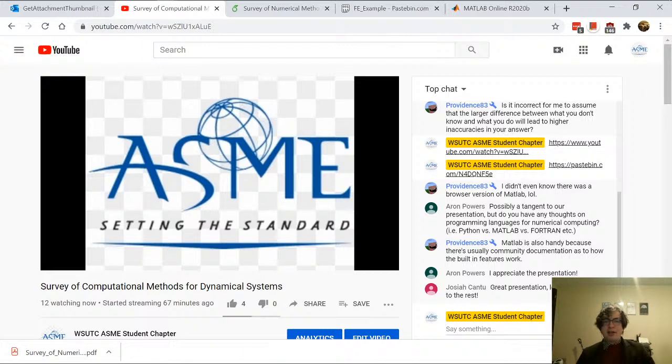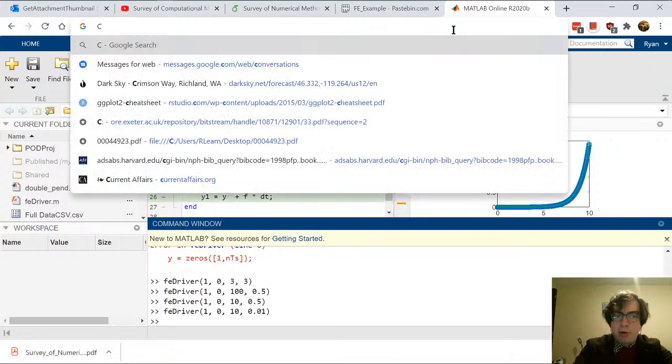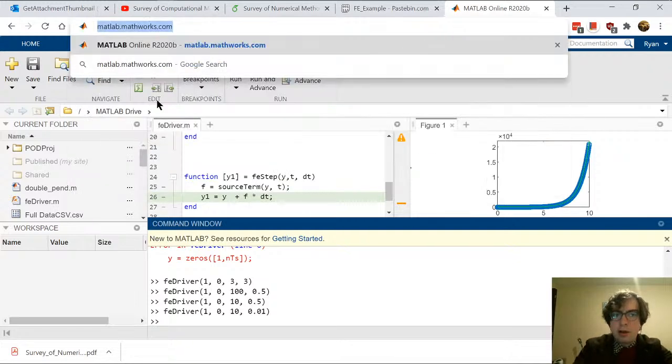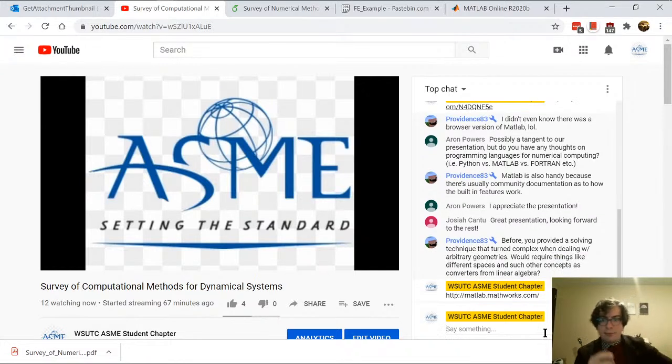I guess if you've learned nothing else, you've learned that there is a browser version of MATLAB, which you have access to if you have your WSU account, right? You can just go to matlab.mathworks.com and log in with your MathWorks account, which is free to create. Attach that MathWorks account to your WSU account, and then you have access to that online version of MATLAB.